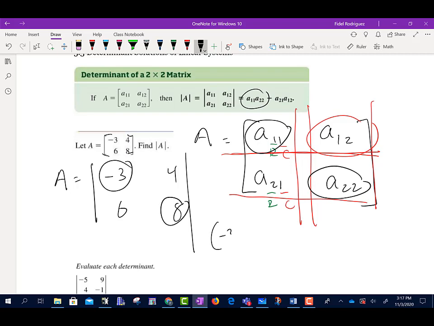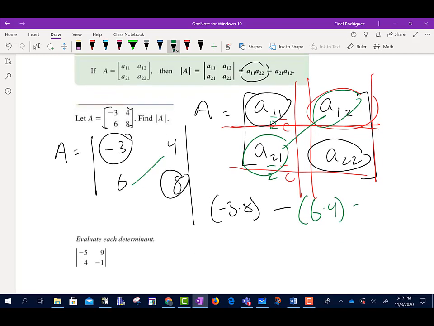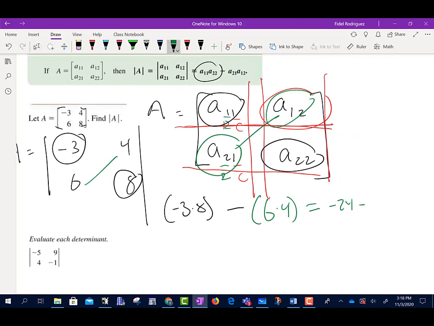Minus, and then we take A21 times A12. So we multiply these two numbers, 6 times 4. So -3 times 8 is -24, minus 6 times 4, which is 24. And so this gives me -48. In essence, what we're doing is multiplying these together, then multiplying these together, and subtracting.